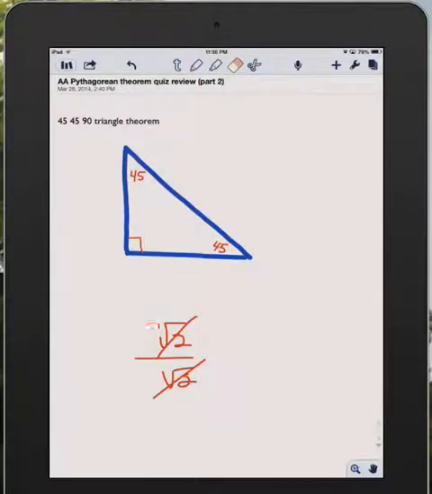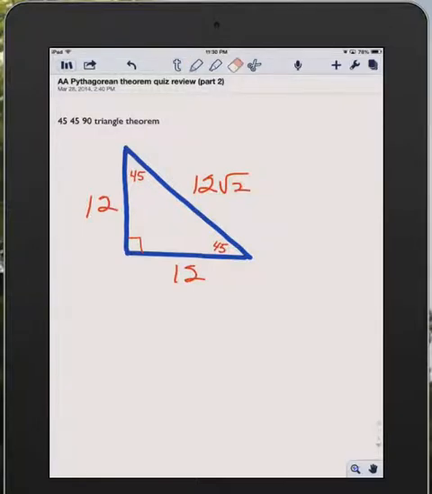And if we were to do another problem, if the length of the hypotenuse is equal to 12 times square root of 2, then the two legs are each equal to 12.